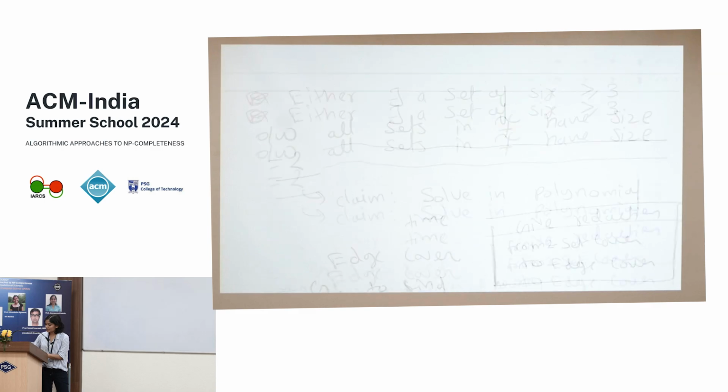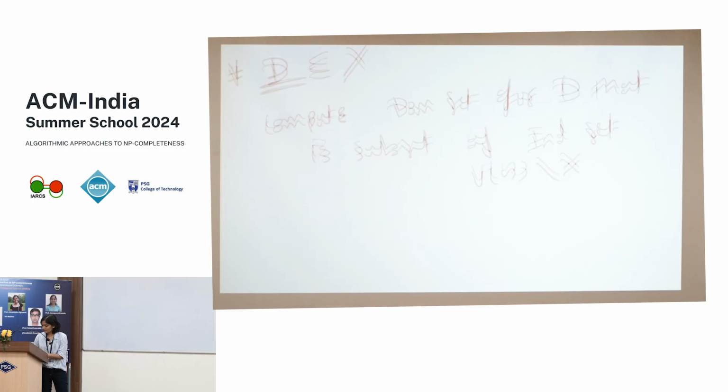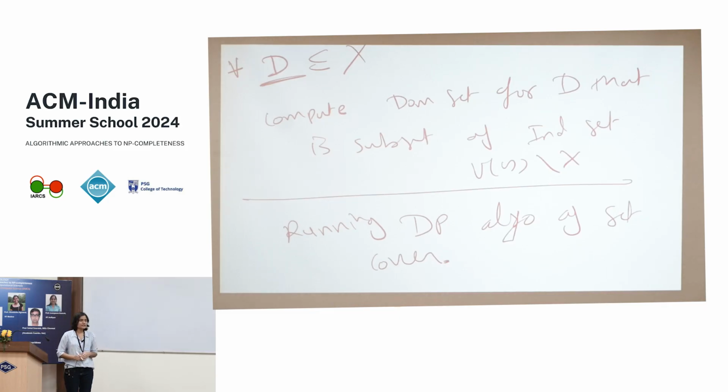Okay, so what I am trying to do now is compute these sets by running the DP algorithm of set cover. So I'll just look at this as a set cover instance, and then my set cover dynamic programming algorithm has this inbuilt property that for every subset of my universe X, it will compute the minimum dominating set, right? That's what it does. And how much time does it take? 2 power universe, which is 2 power vertex cover.